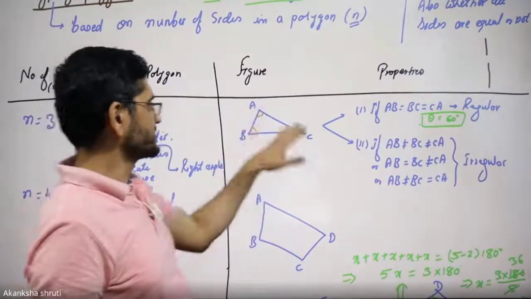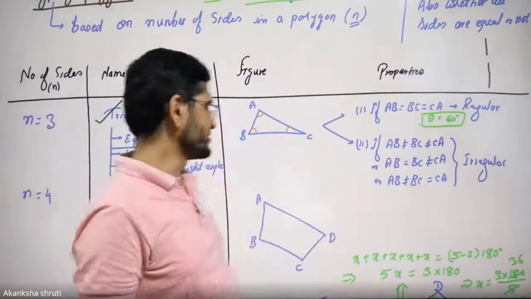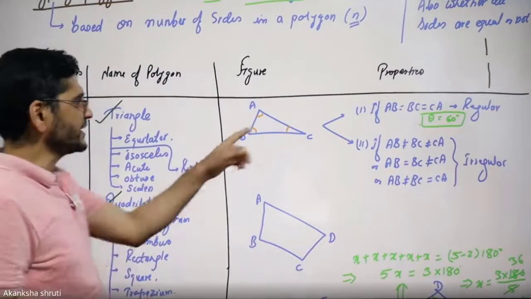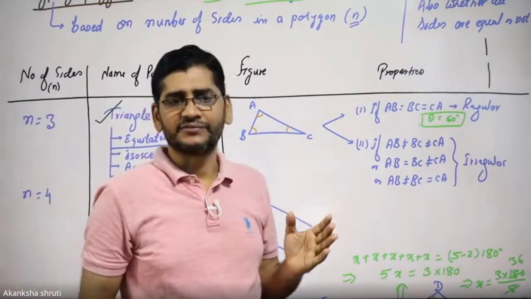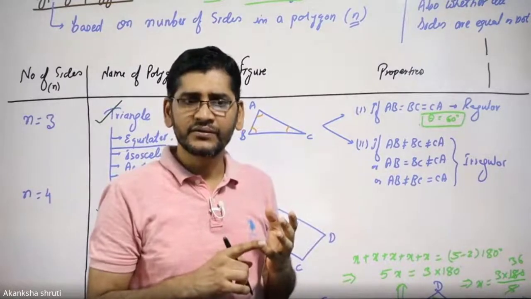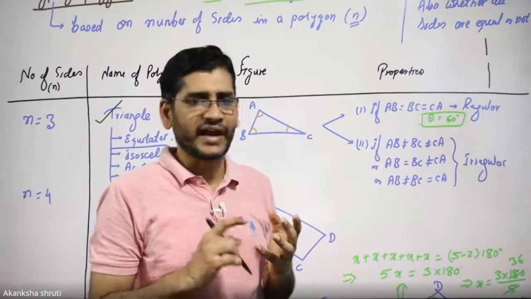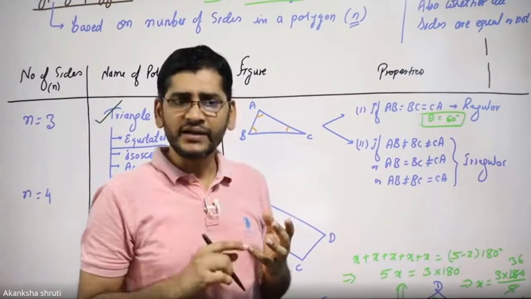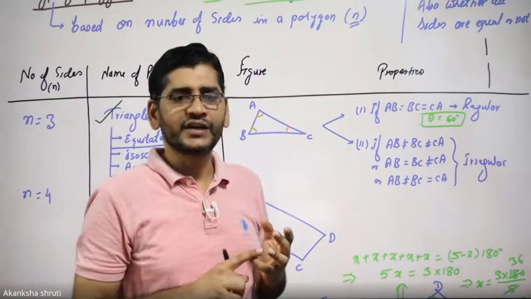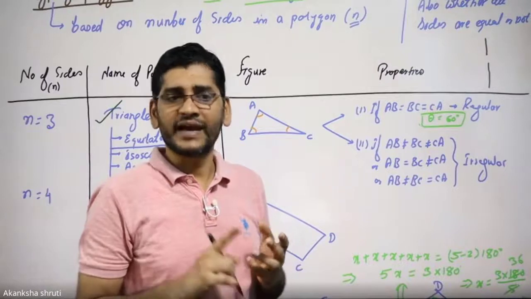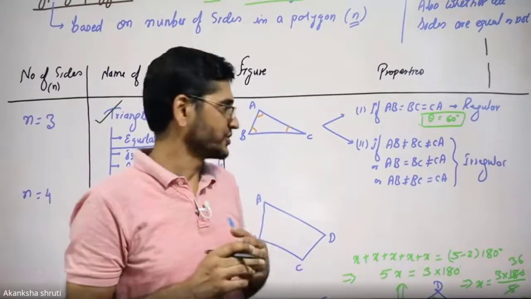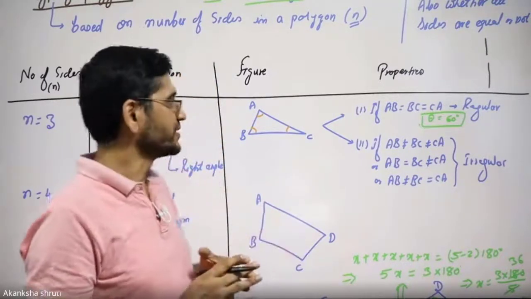But if these sides are different, their angles will surely be different. Now, considering the angles, different kinds of triangles are defined, like acute angle, where each angle is less than 90 degrees; right angle, where one of the angles is 90 degrees; and obtuse angle, in which one of the angles of a triangle is greater than 90 degrees. These things we will learn later.